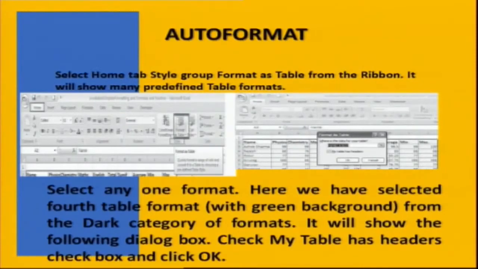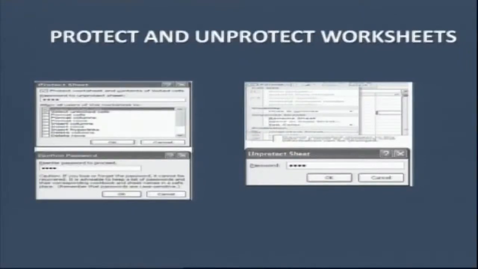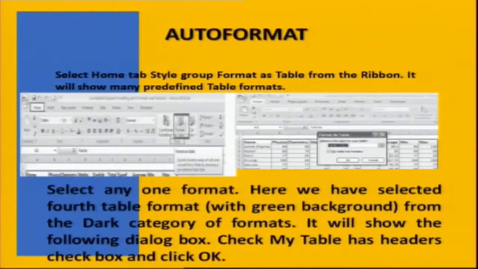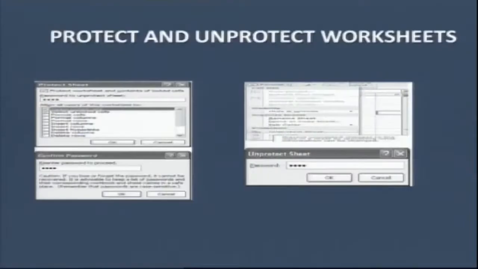Here you can see that we have selected the fourth table format, from the dark category of formats. It will show a dialog box, where we can check the My table has headers checkbox and click OK. Here you can see on the right side, whatever format we choose will be applied to the text.